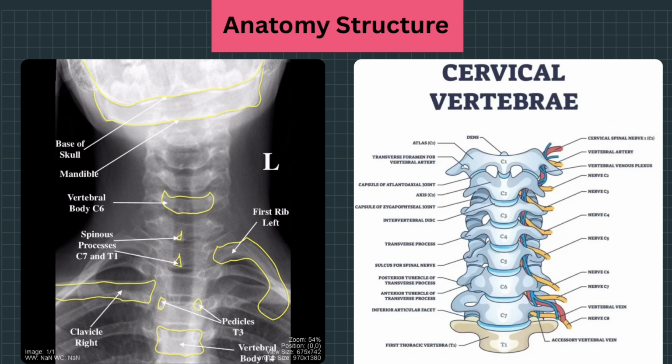For the next, this is the anatomical structure for the cervical spine. It consists of the full region of vertebral bodies of C1 to C7, the spinous processes, laminae, presence of both clavicles, transverse processes, and pedicles that can be seen.